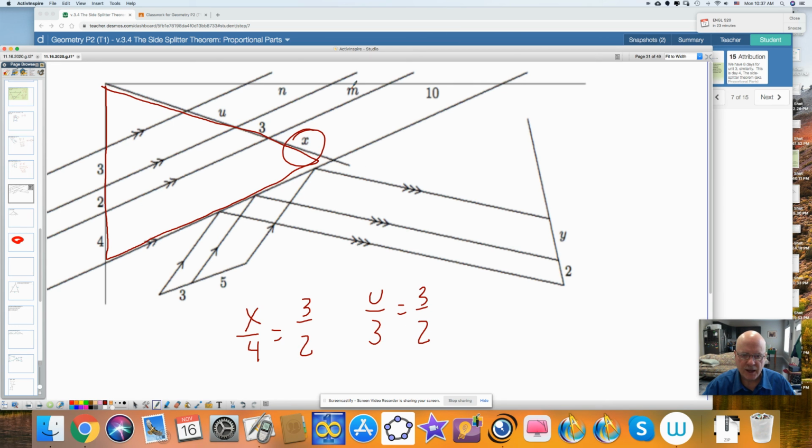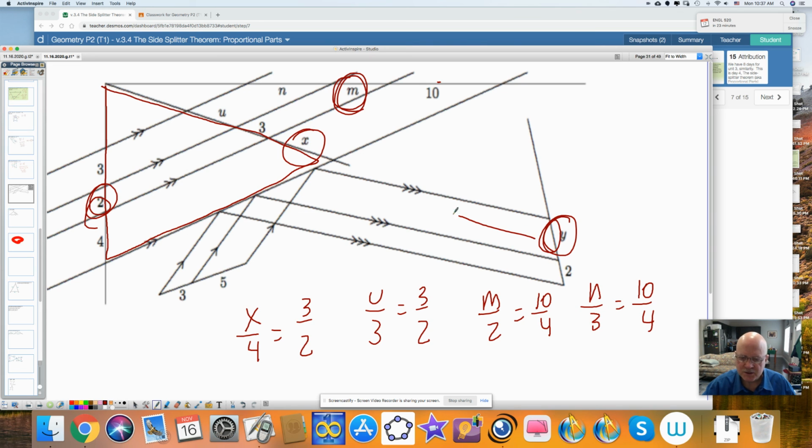I could say M, but if I do these numbers, I would have to solve for them first. If I want to solve for this, it goes with the 2. M is to 2 as 10 is to 4. And do the same thing for N. N is to 3 as 10 is to 4. And here we have Y. Now Y matches up with this side, and this side goes along with the 5. So Y is to 5 as 2 is to 3.